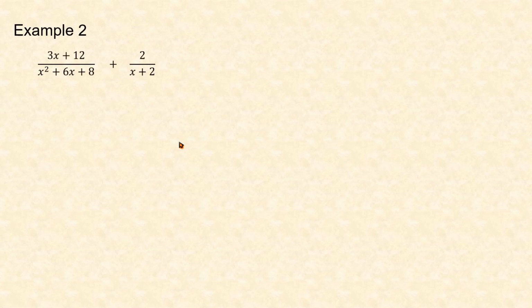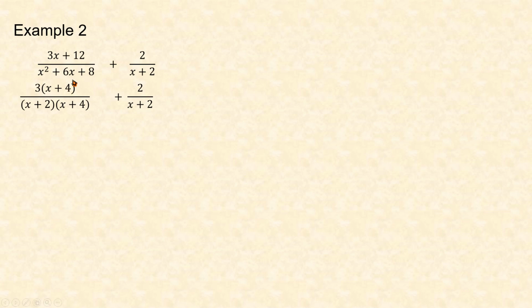Example number 2, I have 3x plus 12 over x squared plus 6x plus 8 plus 2 over x plus 2. Okay, now you would want to break them down and try to simplify them as much as you could. So I am going to factor the first one. The top and the bottom both could be factored, right? So factor the 3 from the top. And the bottom is just a trinomial, so factor it out. It's regular quadratic factoring, right? So I get a bunch of factors here. The second one looks like it cannot be factored anymore. So I just leave that.